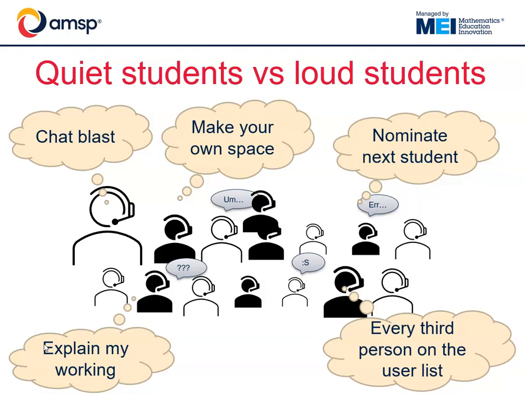You could look at using a sort of systematic response method. So every third person on the user list, you could ask, next I'm going to ask this person, next I'm going to ask this person, and so on. I quite like the idea of nominate the next student. So if somebody answers a question, then it becomes their job to nominate the next student to respond to a question. And that can be quite a big responsibility for a student to handle.